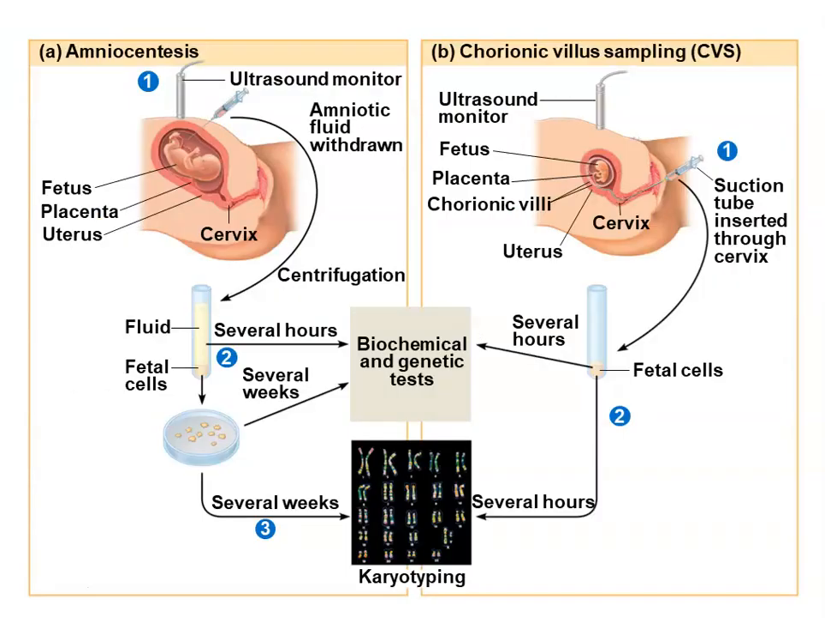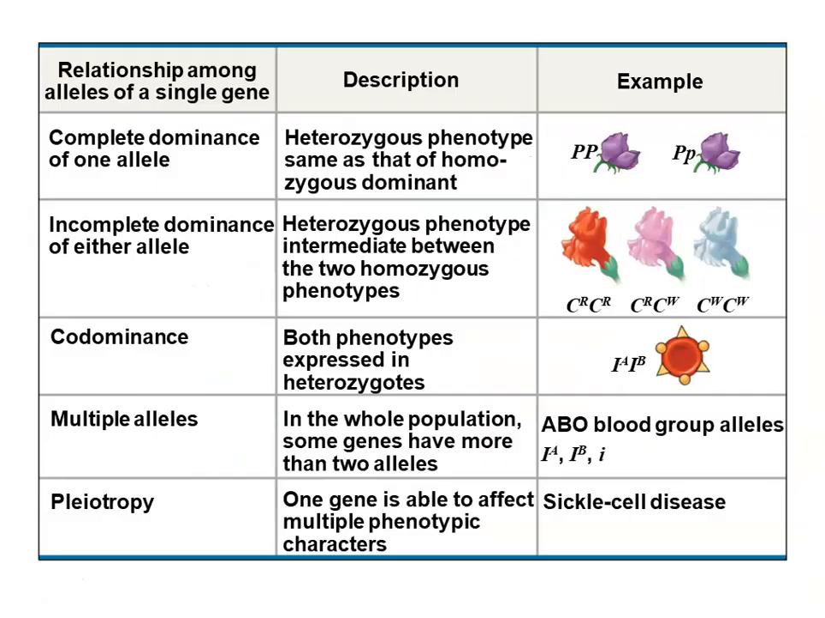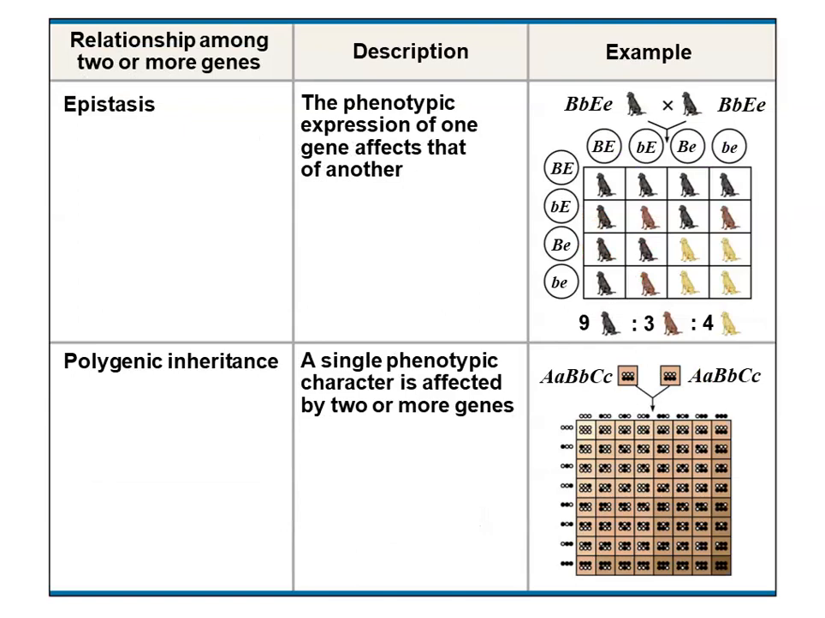So with amniocentesis, we are able to karyotype the chromosomes to look for any chromosomal abnormalities. You can also do that with the CVS, and you can run genetic tests as well. So this is just kind of summarizing those different relationships. We talked a little bit about this briefly. Alleles affecting a single gene, and then within 2 or more genes.